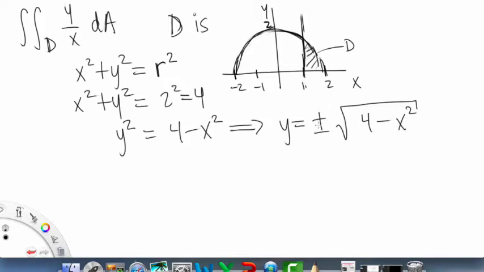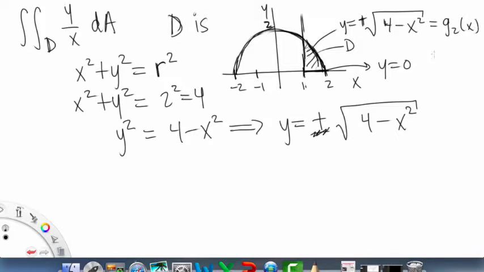In this case, we have the positive square root because we're on top, in the positives, so we can get rid of the negative. That is the equation for the top curve: y equals positive square root of 4 minus x squared. You don't have to write the positive if you don't want to. The bottom, as far as y, is going to be y equals 0, which is pretty simple. So this is like our g2 of x, the top one, and this is like our g1 of x. If you can't tell yet, I'm setting up for a vertically simple domain here.